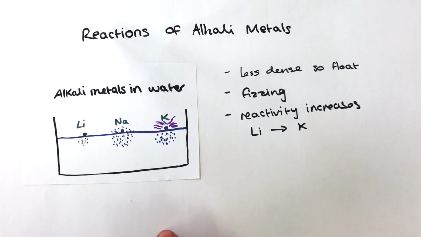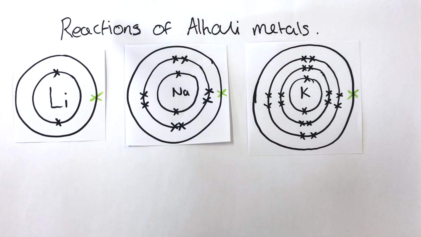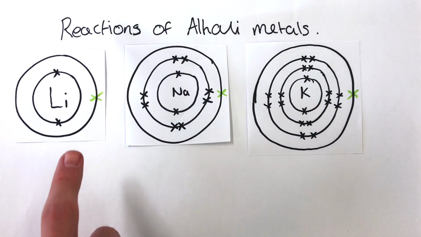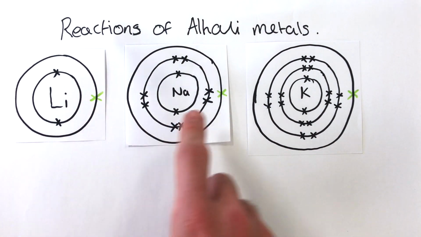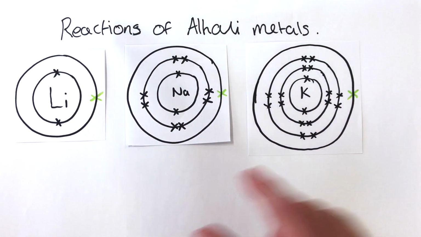The next thing we need to look at is explaining the reactivity of the metals and why reactivity increases from lithium to sodium to potassium. To explain the change in reactivity, the increasing reactivity from lithium to sodium, what we need to do is look at the atomic structure of the different atoms, and we need to think about why these particular atoms are reactive in the first place. So you'll notice here I've drawn out the structures of lithium, sodium and potassium, and in each of them I've drawn the outer shell electron here in green.